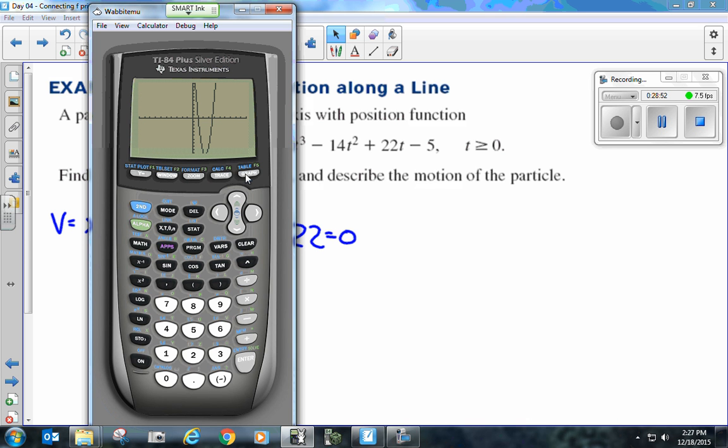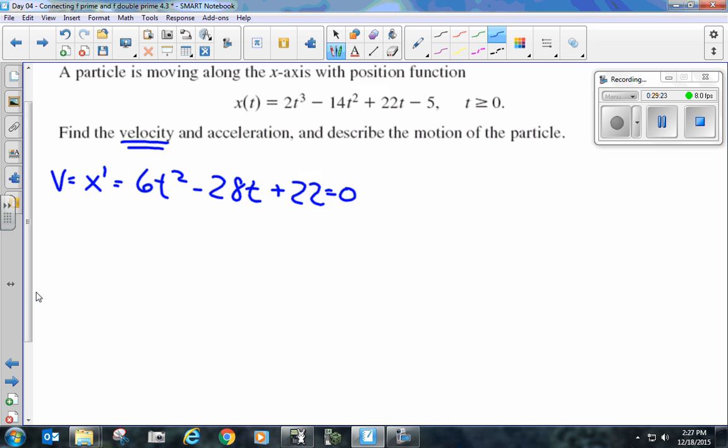Okay, what are those 2 points? I can calculate those using my zero function. Enter. Enter. Someone write down 1. That's nice. I'm going to calculate my other zero. Enter. Enter. Well, that's actually 3 2/3. So you do 3 2/3. So at 1 and 3 2/3, it is not moving at all.